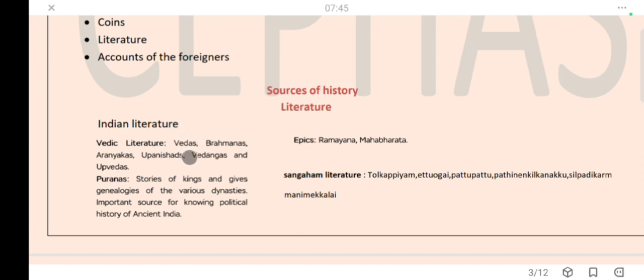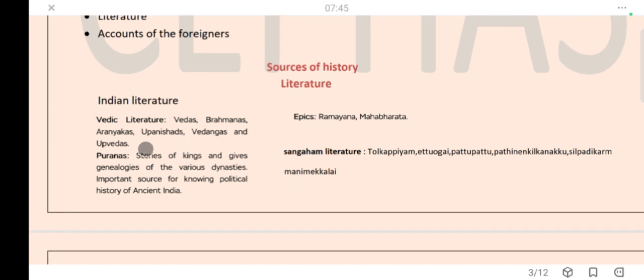We know that there are four Vedas: Rig Veda, Yajurveda, Samaveda, Atharvaveda. Aranyakas are related to the forest people, and the Puranas are related to the stories of the kings and the dynasties. Okay, epics: Ramayana, Mahabharata. Sangam literature is very important from the exam point of view. They'll ask most of the questions from Sangam literature, like who wrote this book, what is the meaning of this word, what it tells exactly, like Tolkappiyam, Ettuthokai, Pattuppattu, Silappathikaram, Manimekalai.